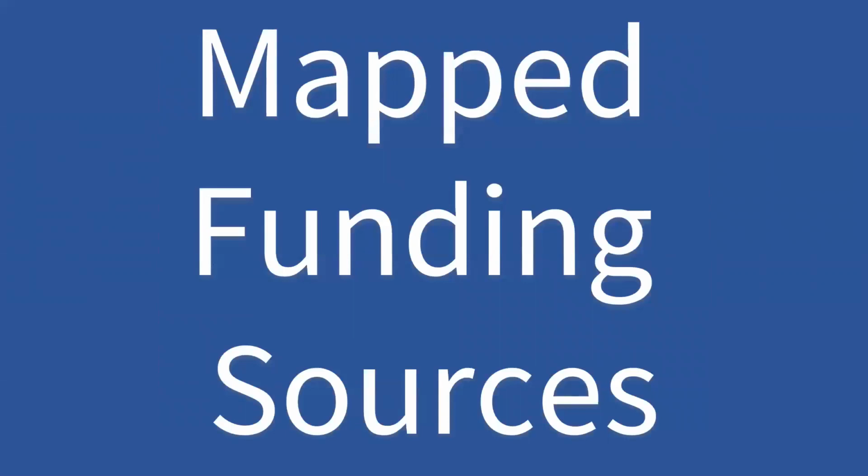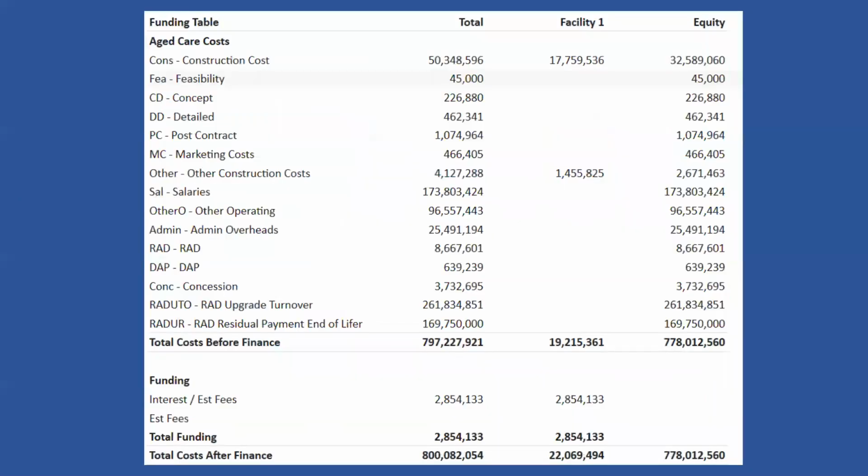Mapped funding sources is that bit that I was talking about before, where you can say, okay, we need to spend $1 million, $10 million, $100 million. How are we going to fund it? And in this sort of summary of that, you can see that it's a big investment in the sense that it's an aged care, goes over 50 years, but the initial construction, $17 million of the 50 is being funded by debt. And that is all automatically calculated with the interest down below calculated as well. You can see from the funding table down below.